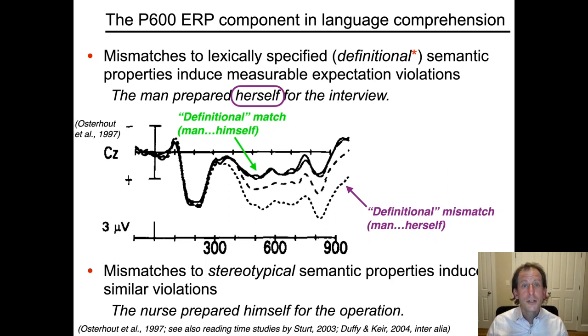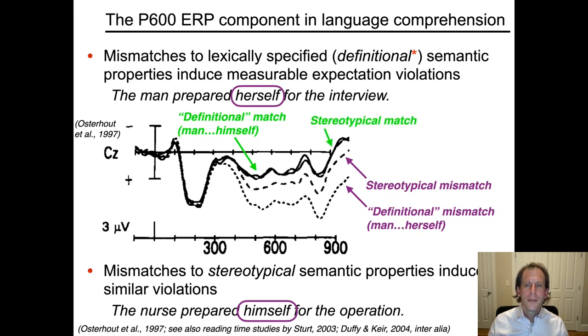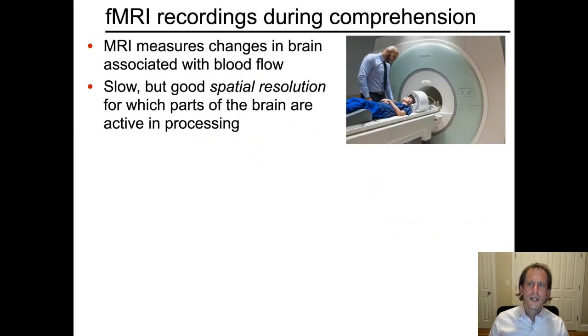Interestingly, this happens not only with these kinds of lexically specified cases, but with stereotypical semantic properties as well. So for example, the nurse prepared himself for the operation. We all know that nurses can be male, but nevertheless, this word himself induces a stereotype mismatch effect relative to the stereotype match case. In fact, you can also see these stereotype mismatch effects for gender expectations in reading. Unfortunately, as a commentary on our social situation, they are a very prevalent kind of effect in real-time incremental language processing. So that's EEG.